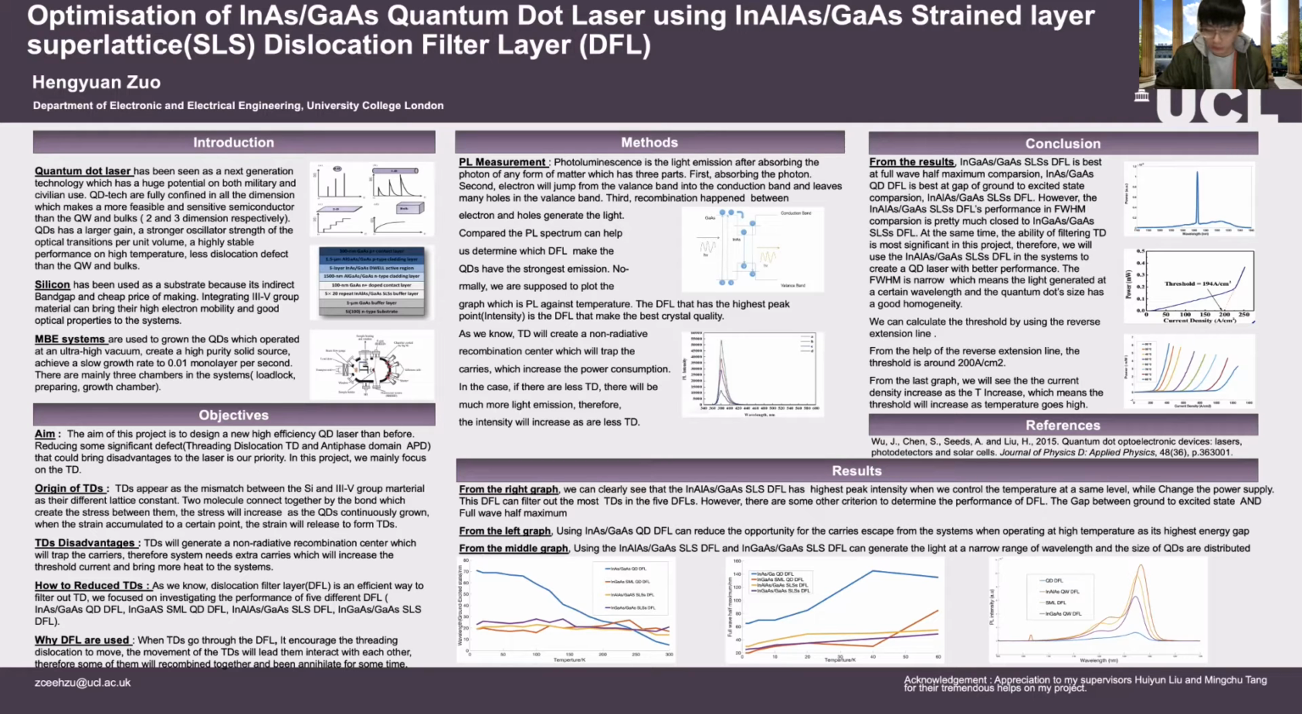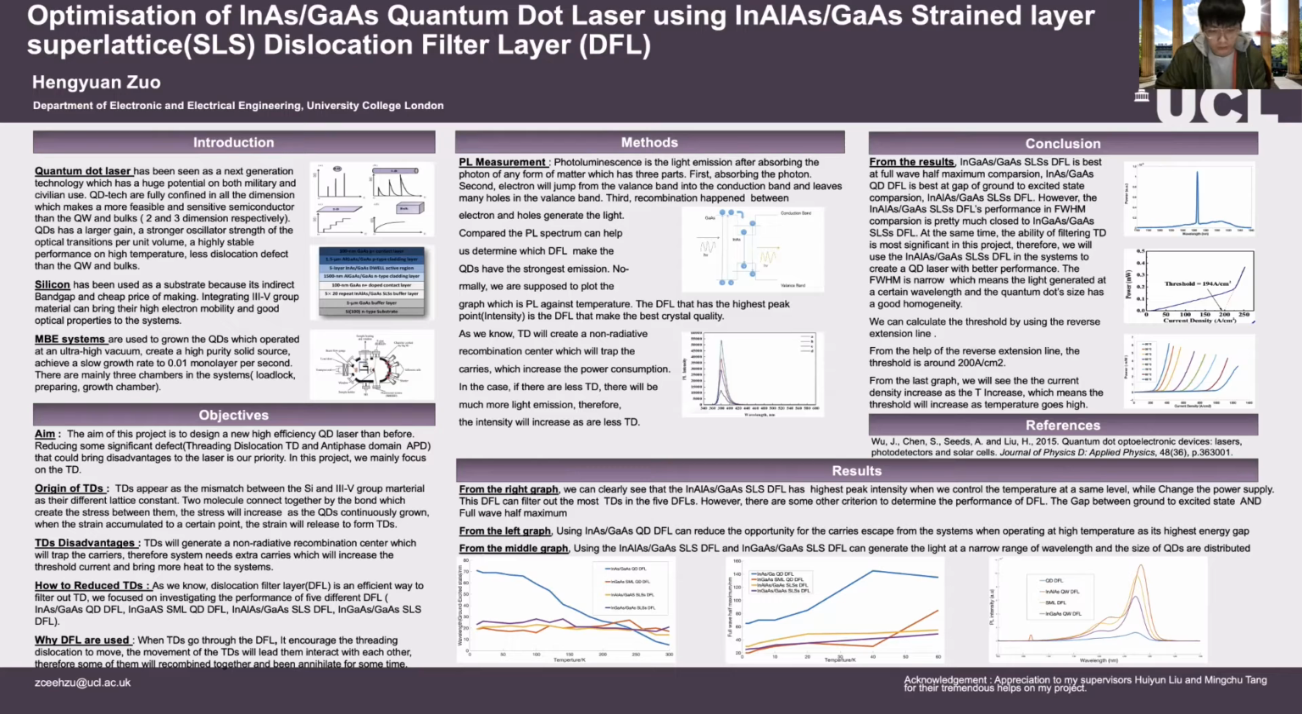And why do we need to get rid of TD? Here are the disadvantages of TD. TD will generate a non-radiative recombination center. This center will trap the carriers. Therefore, the system needs extra carriers, which will increase the threshold current and bring more heat to the system.